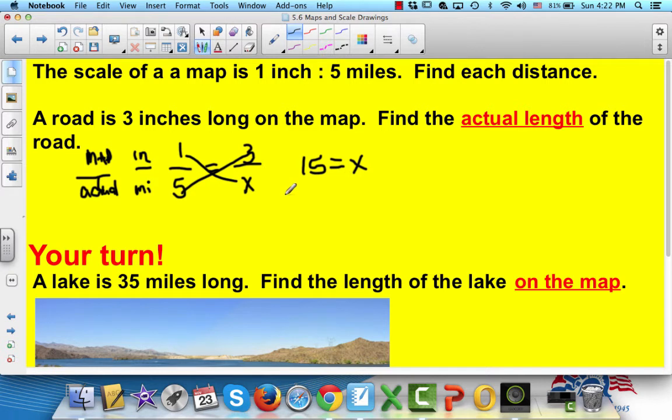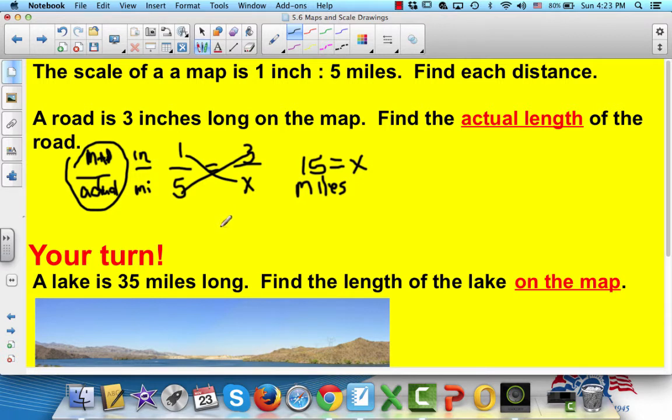So the road is actually 15 miles long. Okay? Now it's your turn. A lake is 35 miles long. Find the length of the lake on the map. Okay? This is actually the opposite of what you just did. So it's very important that you use this to make sure you do it correctly. I'll let you see how you do.